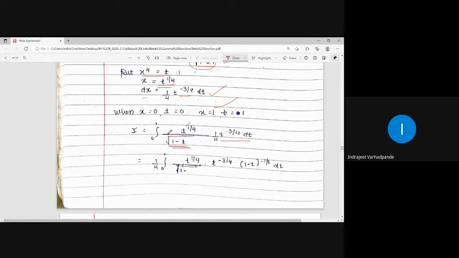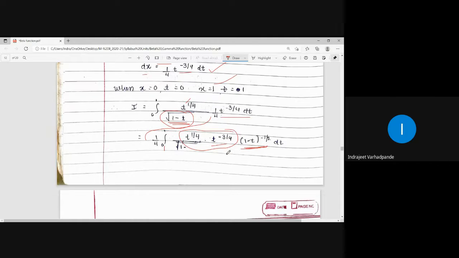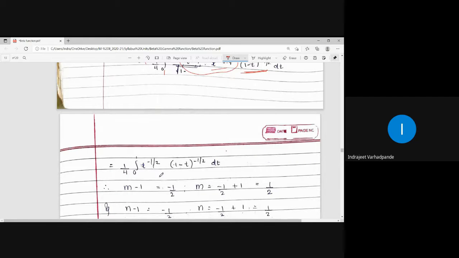This can be shifted to the numerator. So 1 by 4 is taken outside, integral 0 to 1, t to the power 1 by 4 into t to the power minus 3 by 4, 1 minus t to the power minus 1 by 2 dt. Combine them. 1 by 4 minus 3 by 4 is minus 2 by 4. Minus 2 by 4 is minus 1 by 2. So what did we get in both places? 1 by 4 integral 0 to 1 t to the power minus half, 1 minus t to the power minus half dt. The first I have to express as m minus 1, the second as n minus 1.